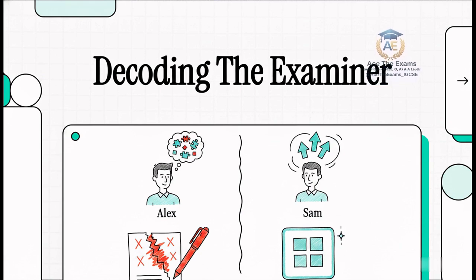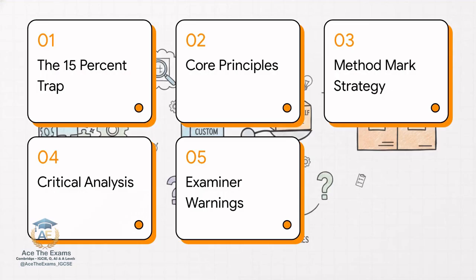Over the next few minutes, we are going to look at their totally flawed answers, we're going to watch the examiner's red pen just tear them apart, and then, most importantly, we are going to rebuild those answers into perfect, top-tier responses together. Here is our step-by-step blueprint for today's session. First, we tackle the 15% trap. Second, we lay down the core theoretical principles. Third, we unlock the method mark strategy. Fourth, we master critical analysis. And finally, we'll go over the top 3 examiner warnings so you don't step on any landmines.